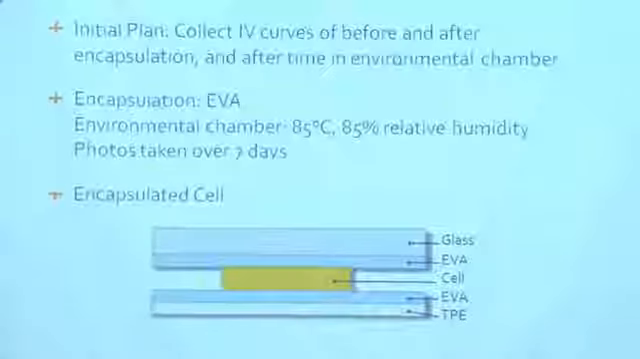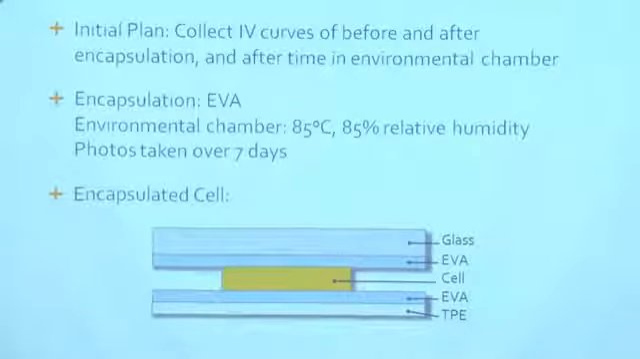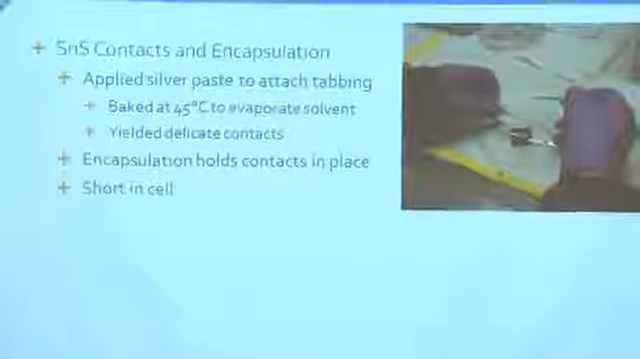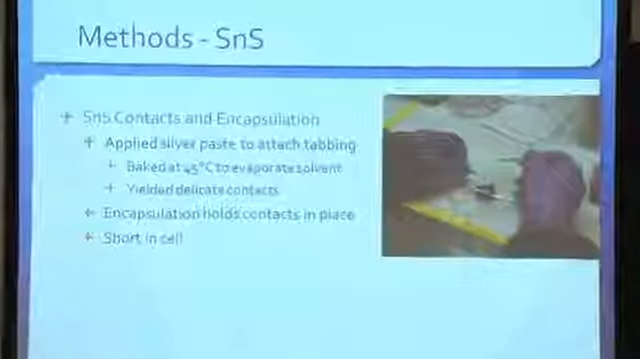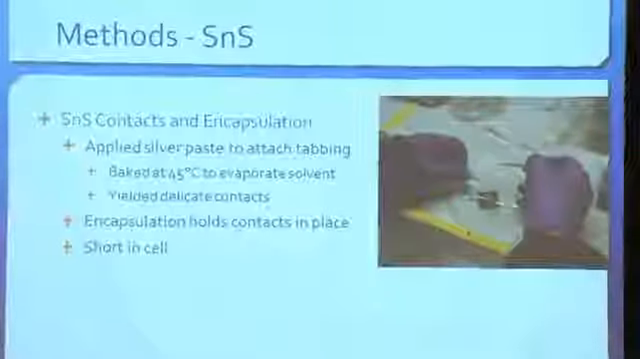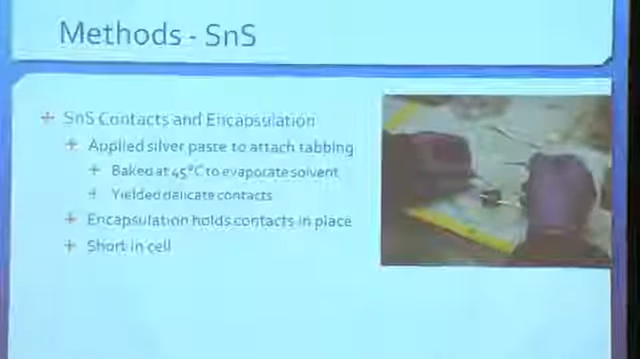Here's a schematic of an encapsulated cell. It's a layer of glass followed by a layer of EVA, then the solar cell, another layer of EVA, and then a TPE backsheet, again, industry standard. For our tin sulfide, we actually omitted the glass layer in our encapsulation because the cell came with glass, was made with glass.